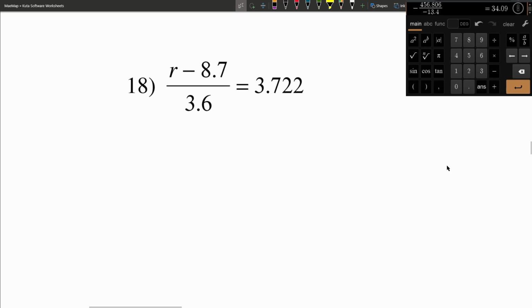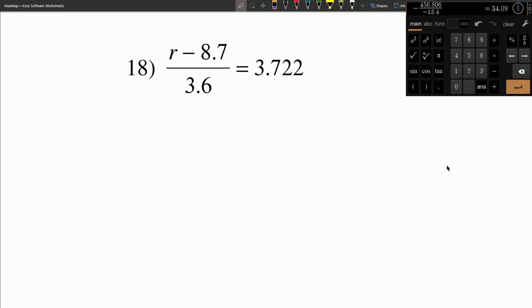Finally, the last problem on this worksheet, number 18. We have r minus 8.7 divided by 3.6 equals 3.722. Because this subtraction is all involved in the numerator, we need to think of this as having parentheses. So in order to start, we can't just add an 8.7 to both sides because that 8.7 is also divided by 3.6. We need to multiply 3.6 to both sides at the start.